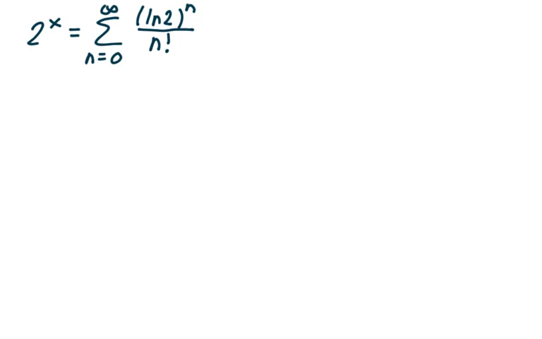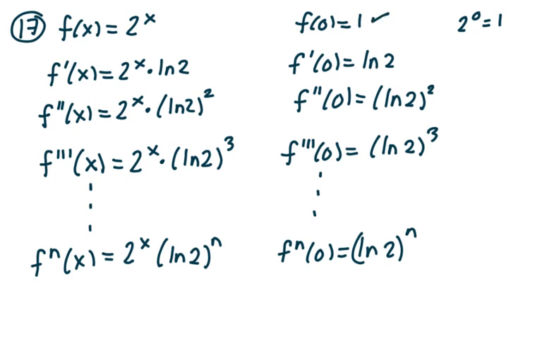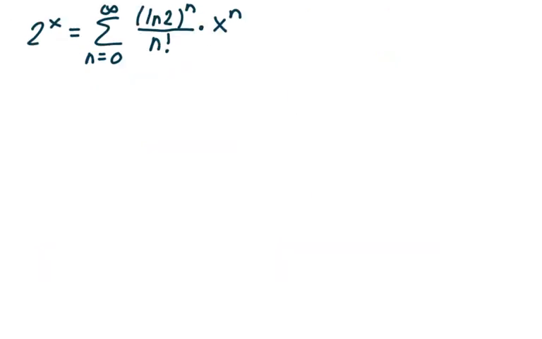Now I'm ready to set up my Maclaurin series. So 2 to the x is equal to the summation from n equals 0 to infinity of natural log of 2 to the n divided by n factorial times x raised to the n. Because remember, when n is 0, natural log of 2 to the 0 is 1, and that's what I would expect to get for the original function. And then when n is 1, 1 factorial is 1, and natural log of 2 to the first is, of course, natural log of 2. So that's number 17.